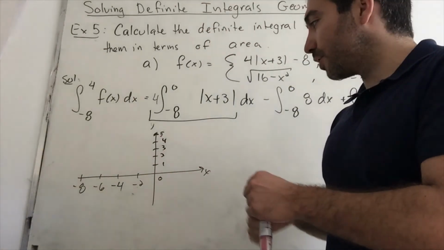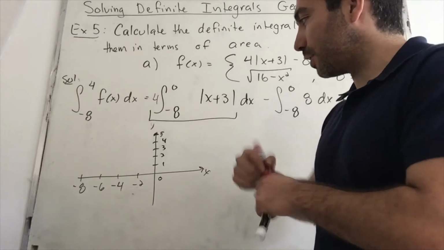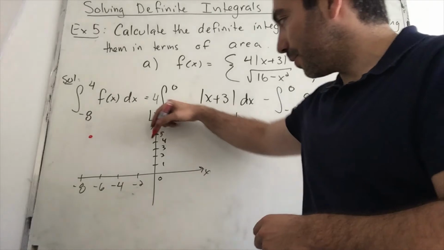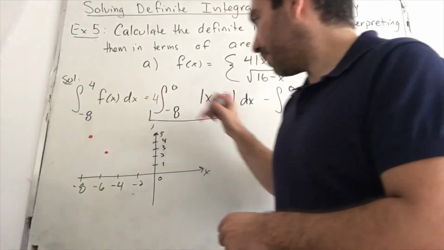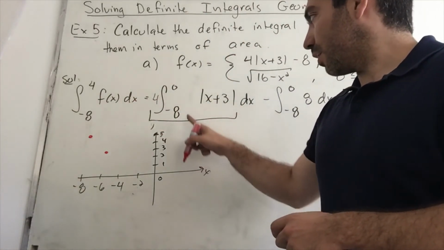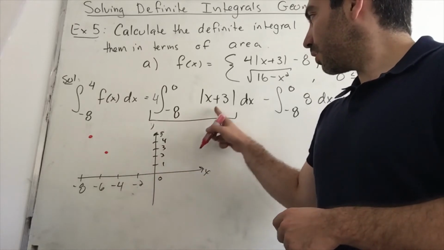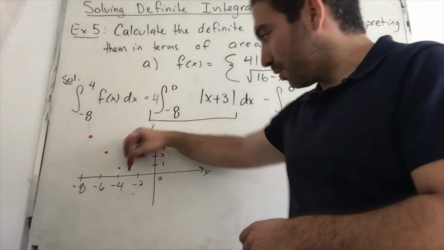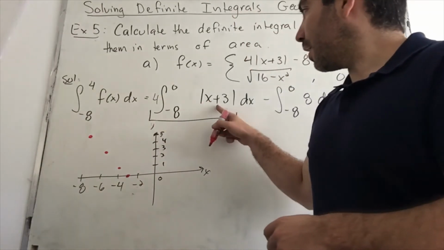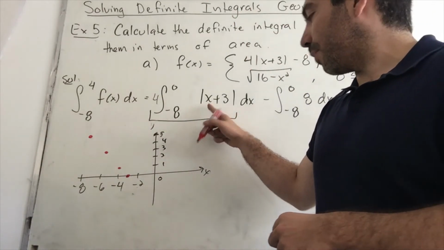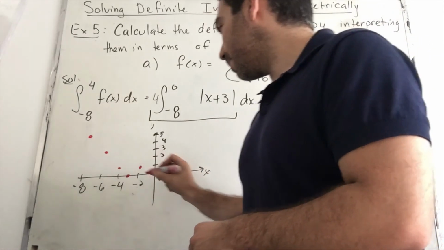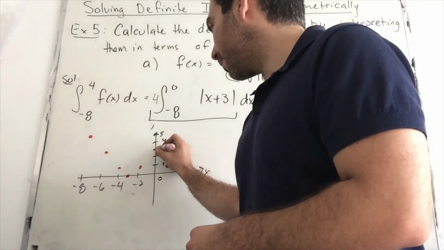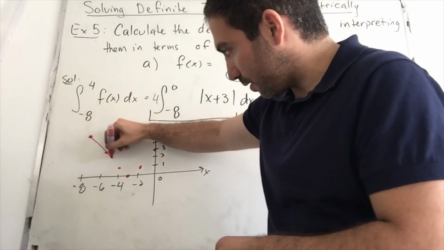And let's go ahead and sketch this. So if I plug in -8, I get +5, which is around here. If I plug in -6, it gives me 3, so it's around here. If I plug in -4, it gives me 1, around here. -3 would give me 0, so that hits over here. And then if I plug in -2, we get +1, so it comes back up. And then if I plug in 0, I get 3 up here. So we get this V like this.